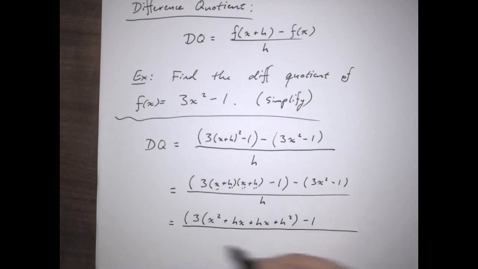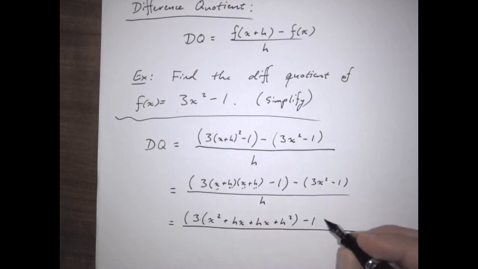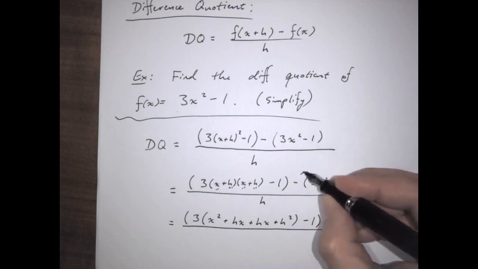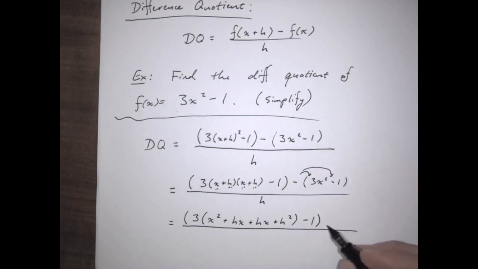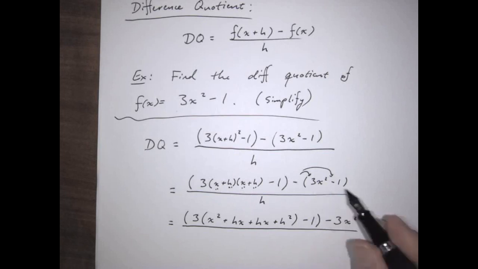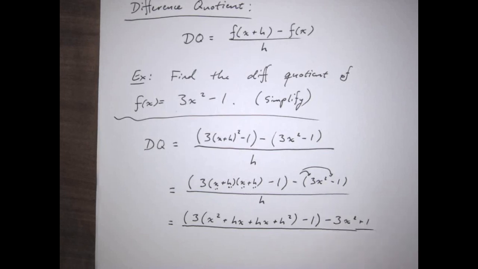So then we end that parenthesis, which indicates where the 3 is getting multiplied, and we do subtract 1. Here, I might as well go ahead and distribute that negative right there to both of those terms. So we've got minus 3x squared, and then minus negative 1, so plus 1, all divided by h.